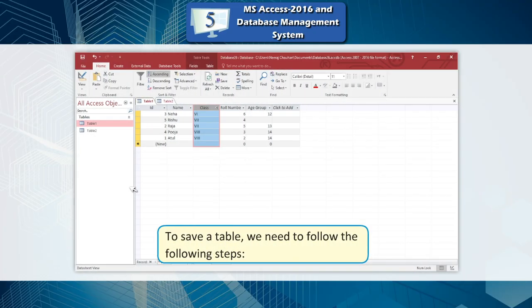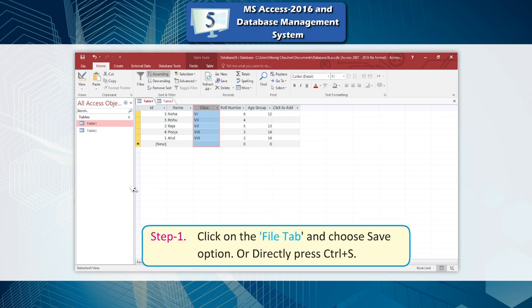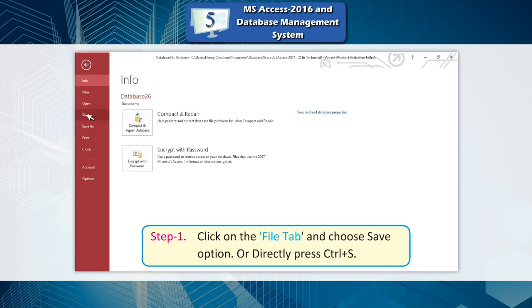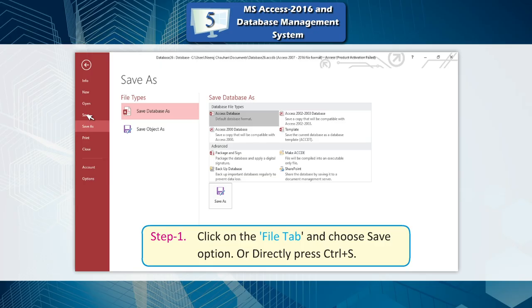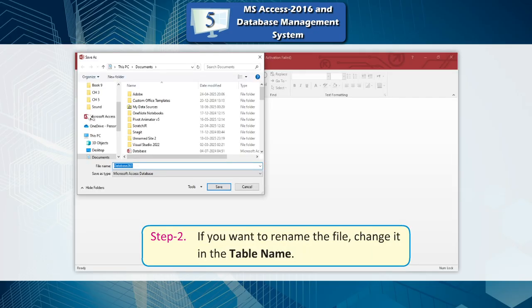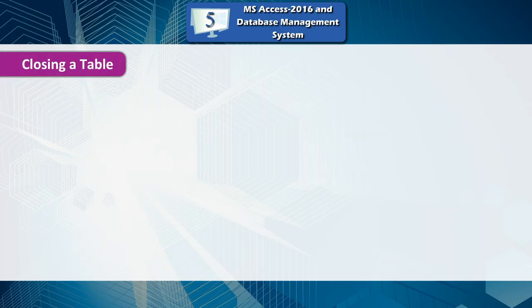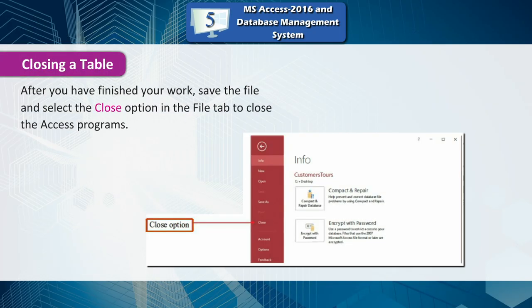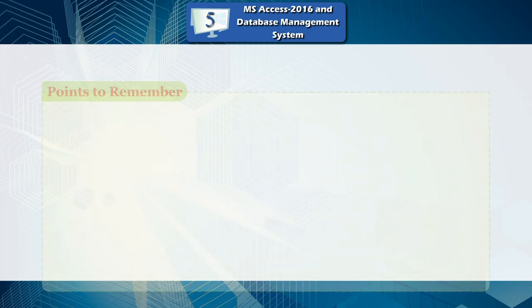Saving a table. To save a table, we need to follow these steps. Step 1. Click on the File tab and choose the Save option, or directly press Ctrl+S. Step 2. If you want to rename the file, change it in the table name. Closing a table. After you have finished your work, save the file and select the Close option in the File tab to close the Access program.